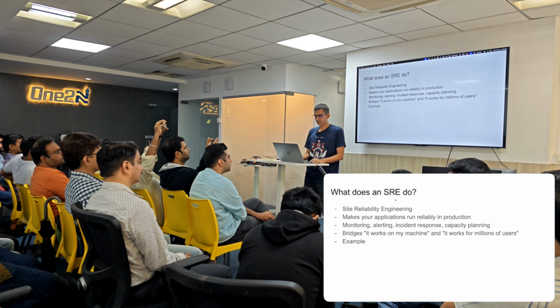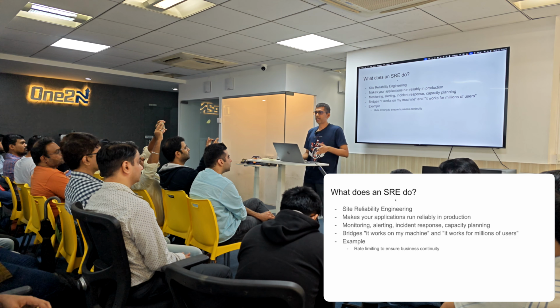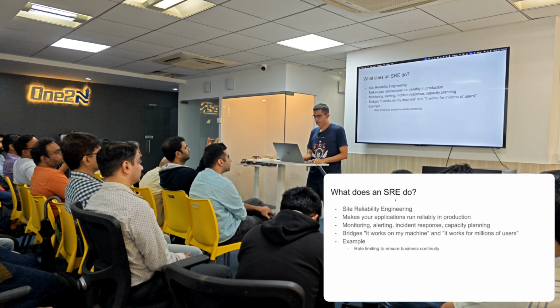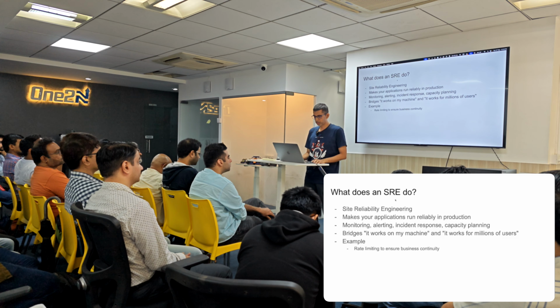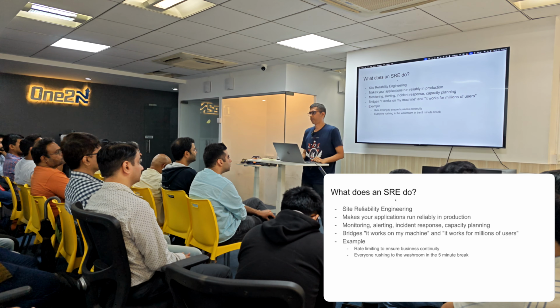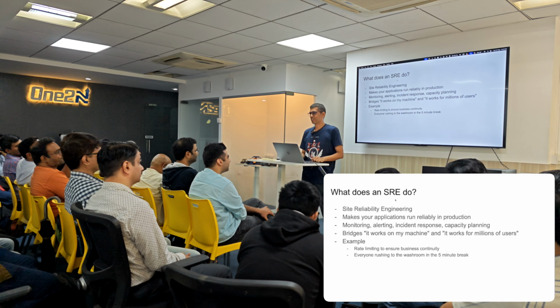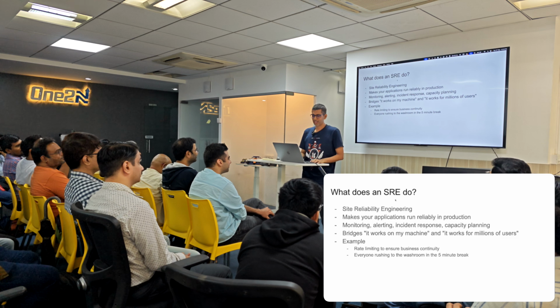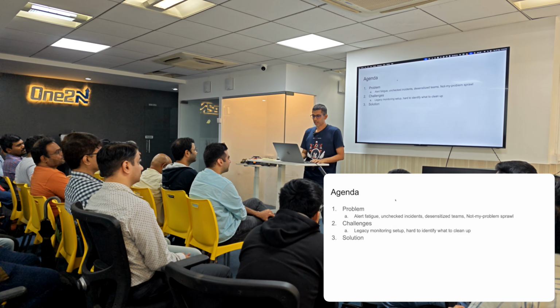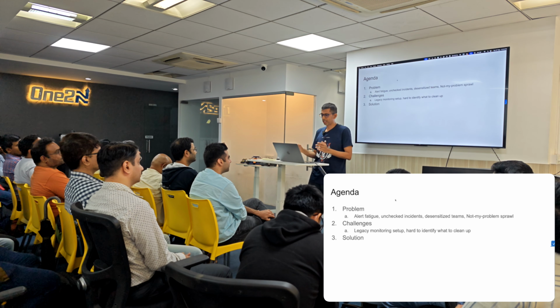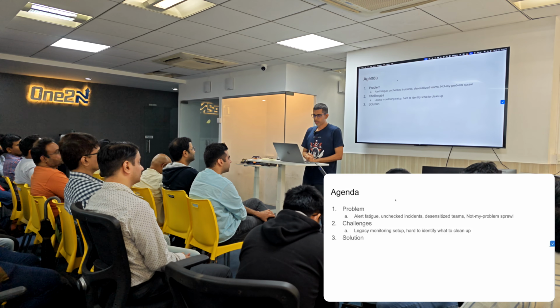A simple example, one of the things that an SRE would do is rate limiting to ensure business continuity. And a prime example of this was what happened right now, right? So we try to prevent these situations, right? So let's start. What is the agenda? Because it's a lightning talk, I'll just move a little fast. Three stages: problem, challenges, solution, right?